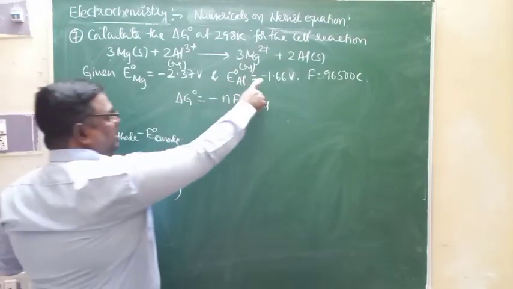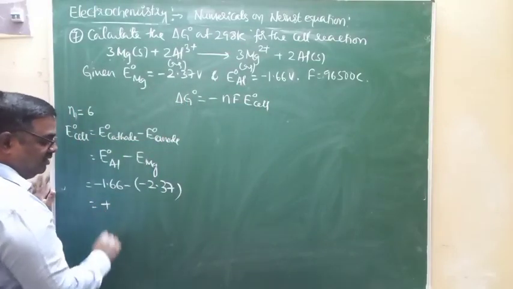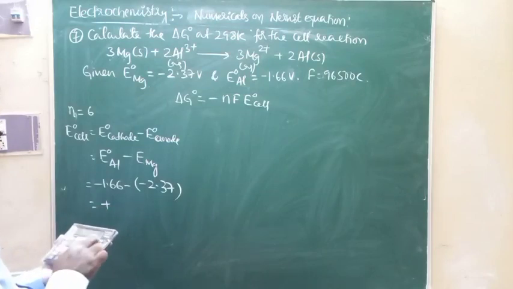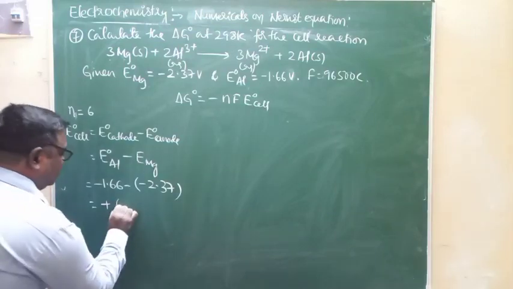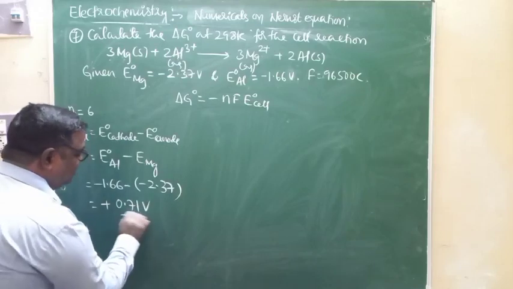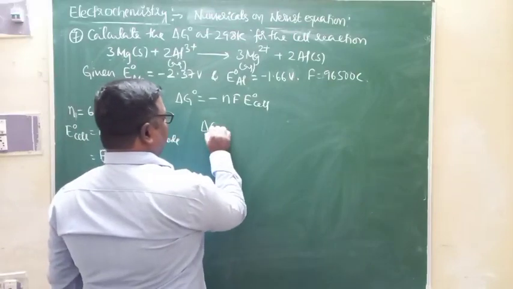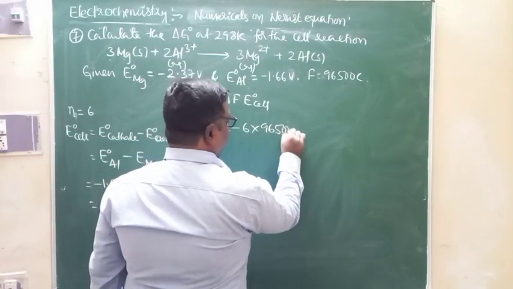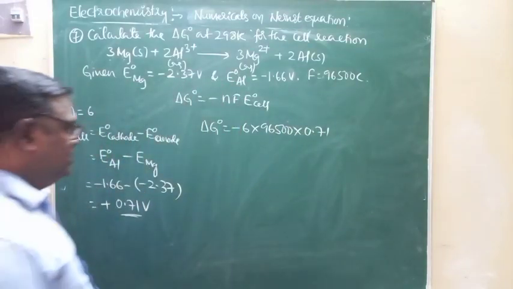E naught of cell is minus 1.66 minus of minus 2.37. What will it be? It will be plus 2.37 minus 1.66, which comes out to be 0.71 volts. That is what we call E naught of cell. Substitute now: delta G naught is equal to minus 6 into 96,500 into 0.71. Now simplify.